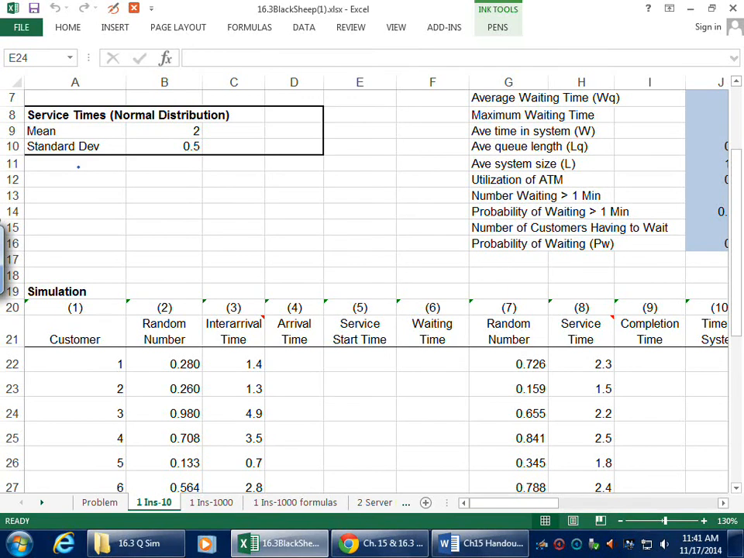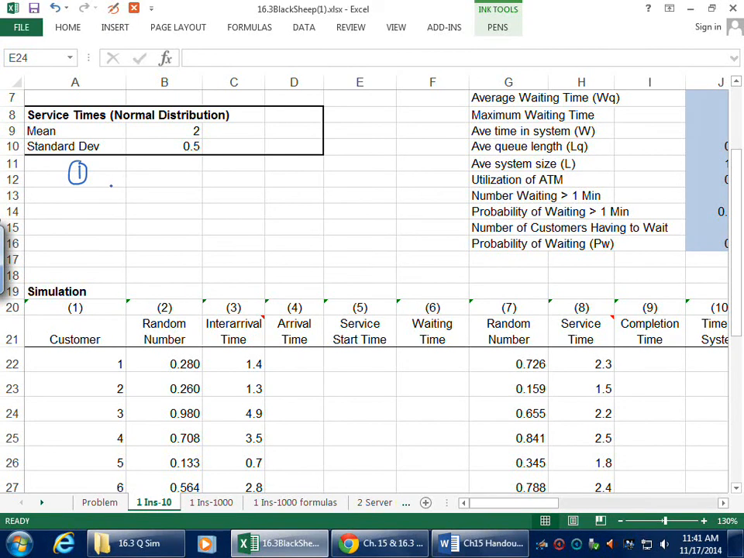Okay, so here's customer 1. That is my scarf number 1. It says interarrival time is 1.4 minutes, so this means starting from time 0, 1.4 minutes into the simulation, you have the first scarf arriving to your system.